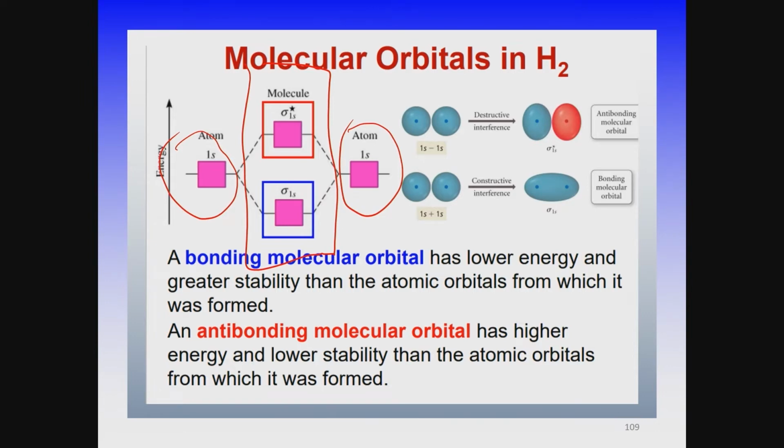Now, how about the antibonding orbital? You can see the designation is similar. It is sigma 1s, but there's an asterisk here. Let me circle the asterisk. The asterisk just reminds us that this molecular orbital we're looking at is an antibonding orbital.